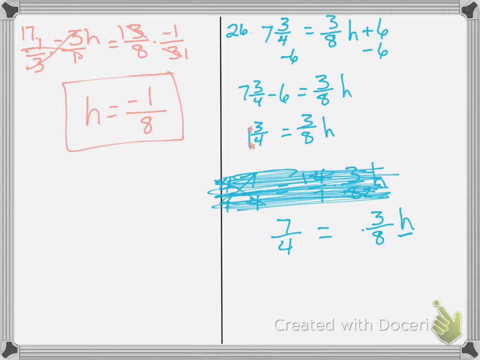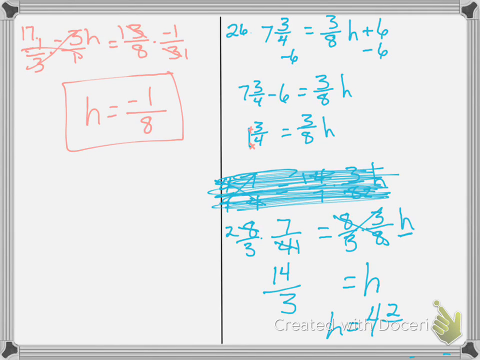We need to get h by itself, so we're going to multiply by 8 over 3. There we go. So the h is by itself. 4 reduces by 4 for 1. 8 reduces by 4 for 2. So we have 14 over 3 h. And if you wanted to simplify it, that would be 14 divided by 3 is 4 with 2 left over. So h is equal to 4 2/3.